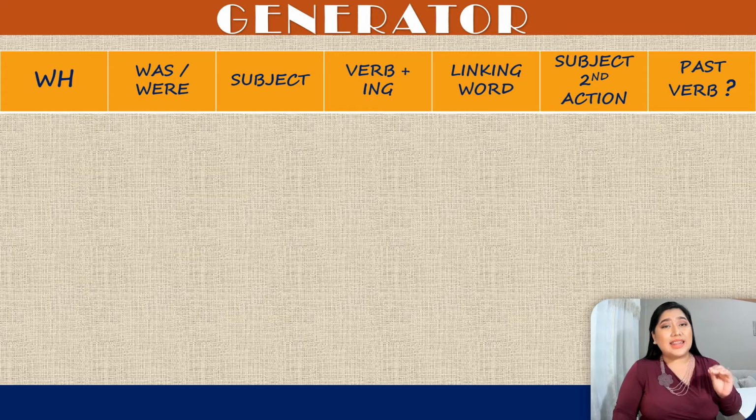And right, then it's so important to use a linking word. This linking word could be while, when, something that connects these two activities. And of course, the second action here that interrupted the first one, the one that was in progress. So here you need a subject one more time and a verb in past simple tense. Come on, let's see some examples here.